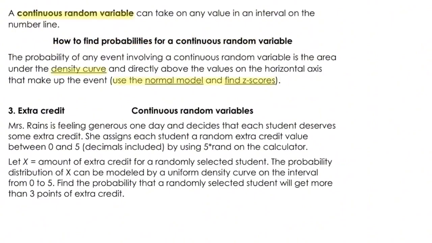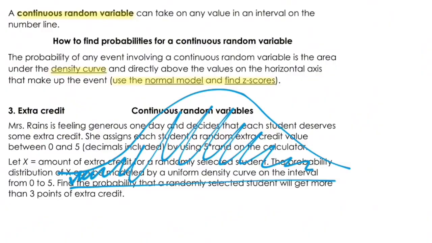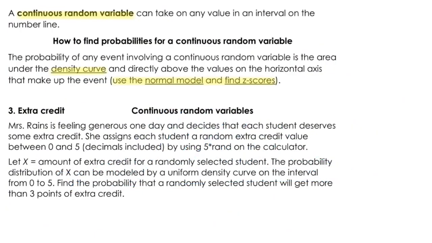Here's what you do. The probability of any event involving a continuous random variable is the area under a density curve and directly above the values on the horizontal axis that make up the event. Hopefully this sounds a little familiar because this is the beginning of when the normal model and the normal distribution was first introduced. And what we're trying to look for, the probability, is the area under the bell curve. So in these situations with continuous random variables, you are going to default to finding the z-score, which we will do on the very next example.